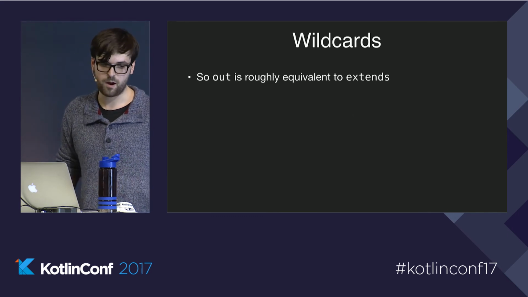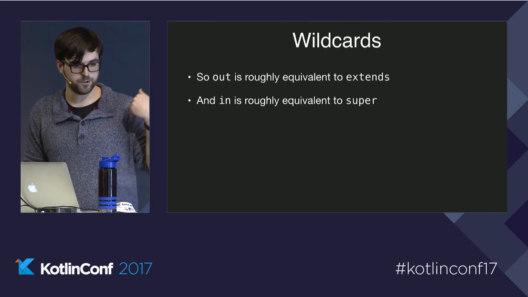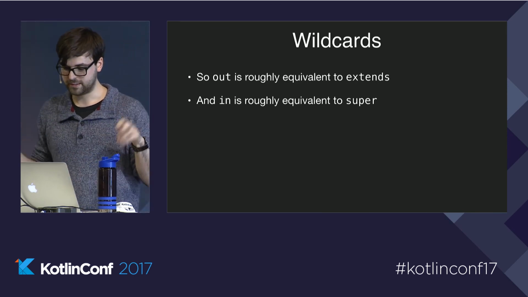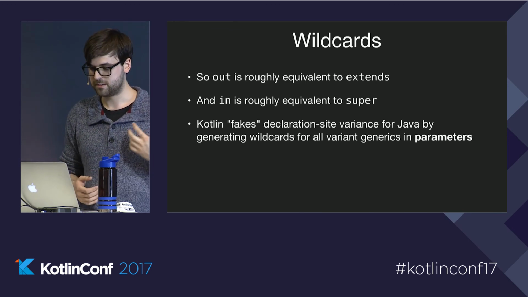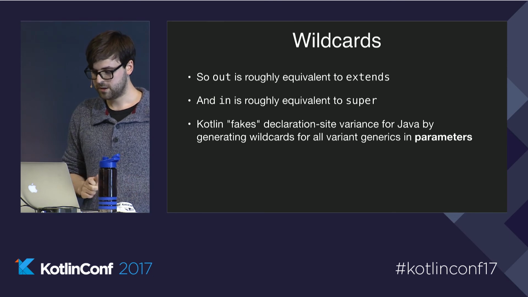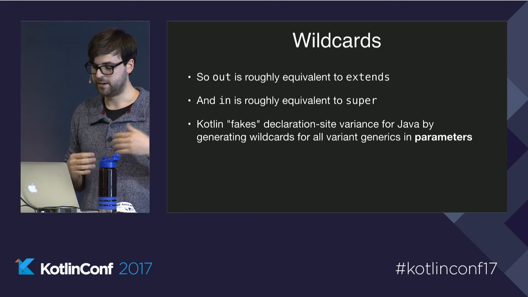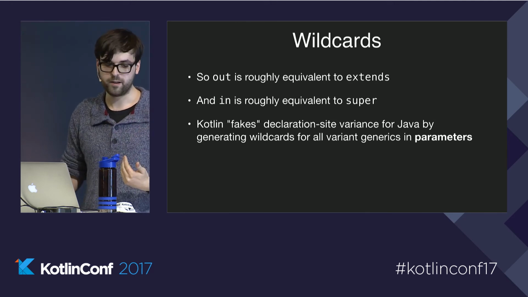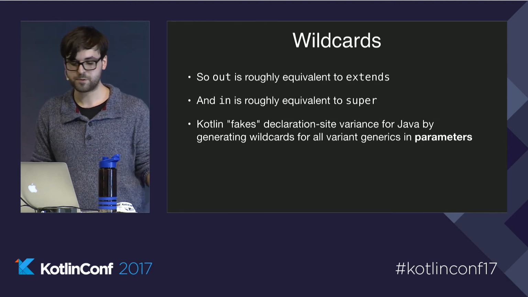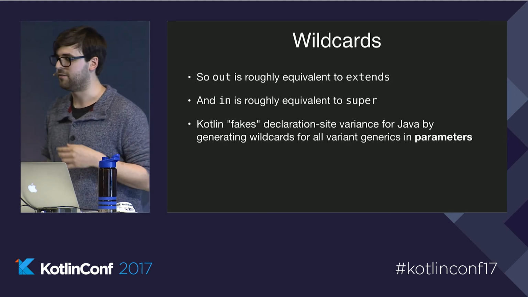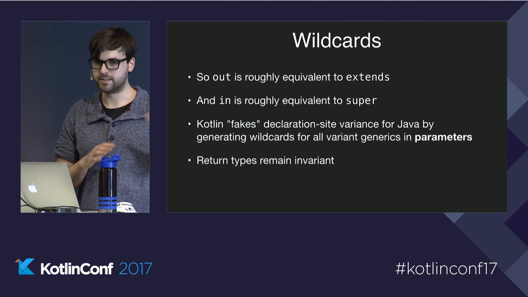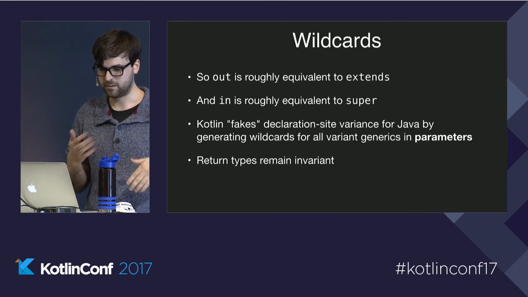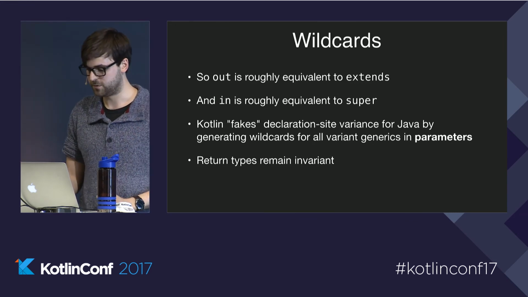How does this tie into interop? When you're exporting types to Java from Kotlin, Kotlin fakes the declaration site variance for Java because Java doesn't have declaration site variance. So for all variant generics that are in parameters to a function, it generates wildcards for those. Return types remain invariant because it's really weird in Java to handle a return type of List<? extends User> or whatever. It gets a little clunky, so return types remain invariant just for convenience's sake.